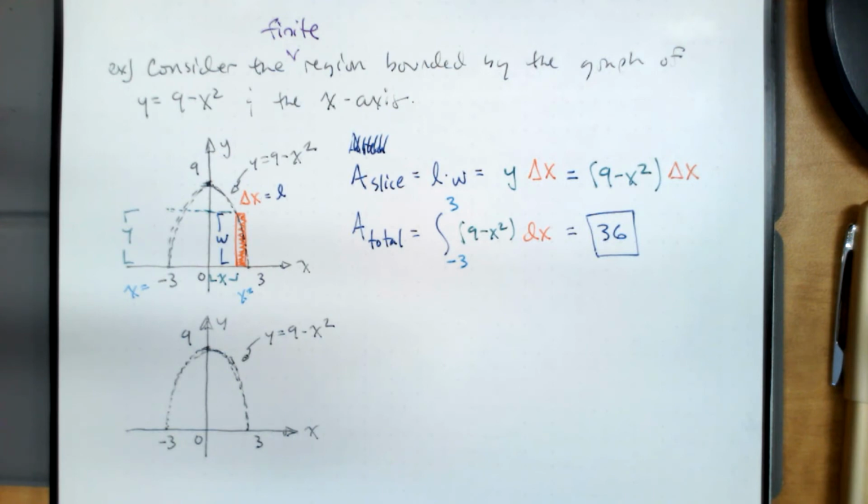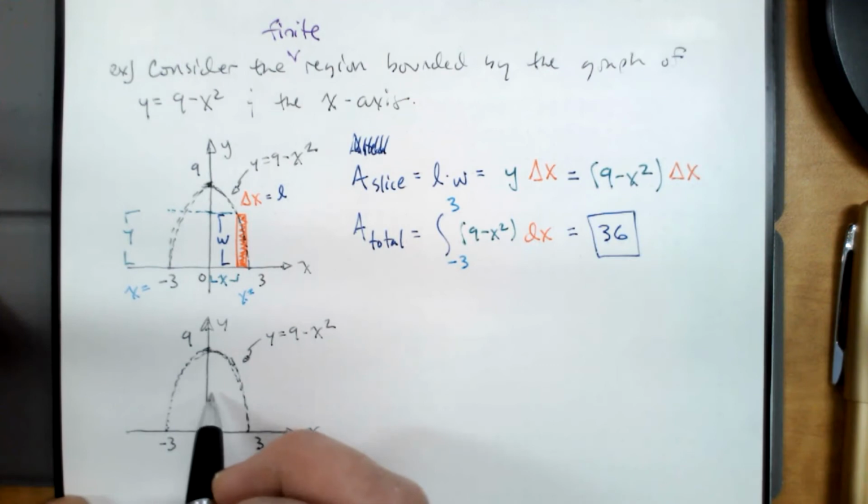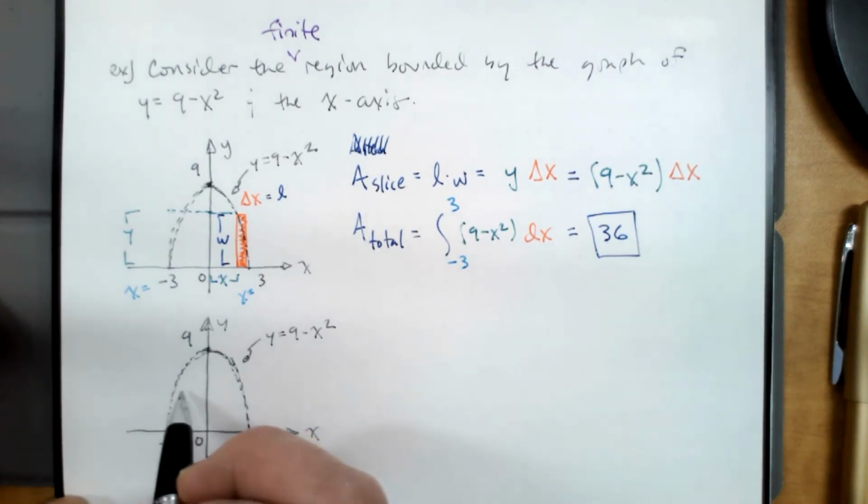All right, let's take a look at this same region, but instead of our shelf of infinitely thin books, we're going to make a stack of infinitely thin paper. So instead of vertical slices, we're going to make horizontal slices. The change here from the previous problem is that our slice is going all the way across.